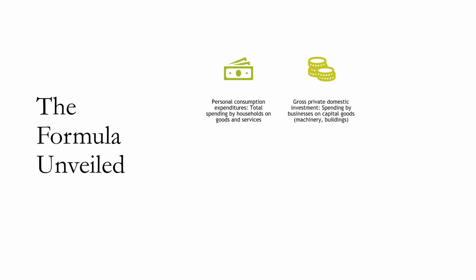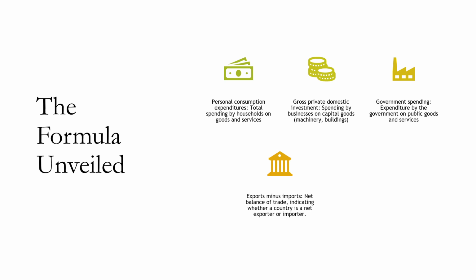To elaborate, personal consumption expenditures encompass the total spending by households on goods and services. Gross private domestic investment includes spending by businesses on capital goods like machinery and buildings. Government spending, as the name suggests, comprises the expenditure by the government on public goods and services. Finally, exports minus imports reflect the net balance of trade, revealing whether a country is a net exporter or importer. It is crucial to note that gross national product differs from gross domestic product in that it includes the income earned by a country's residents from abroad and excludes the income earned by foreign residents within the country.